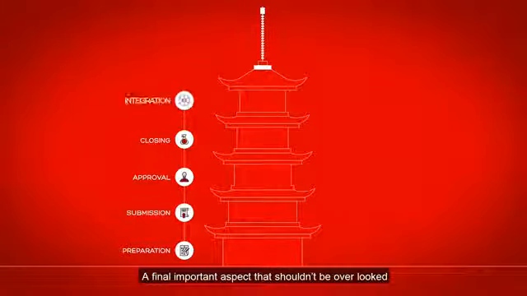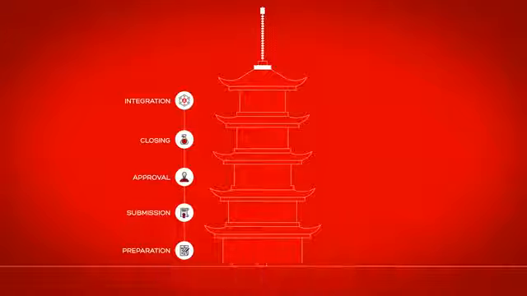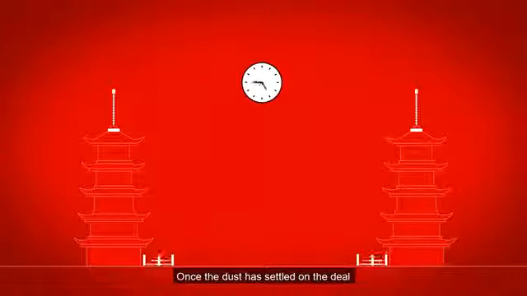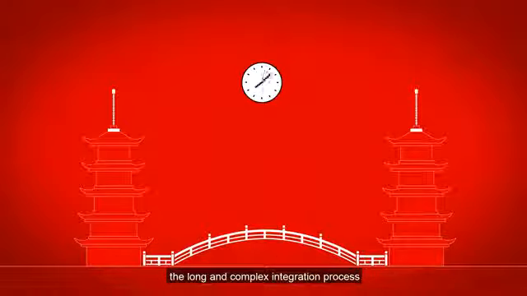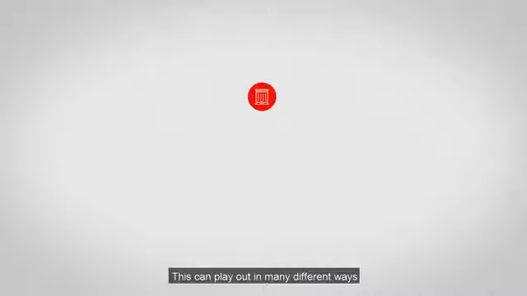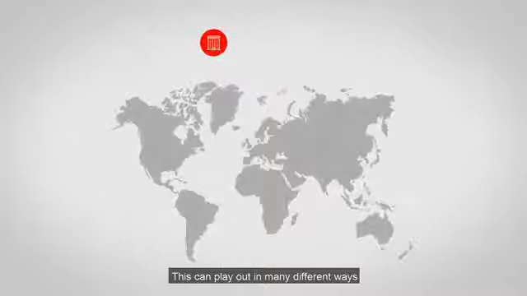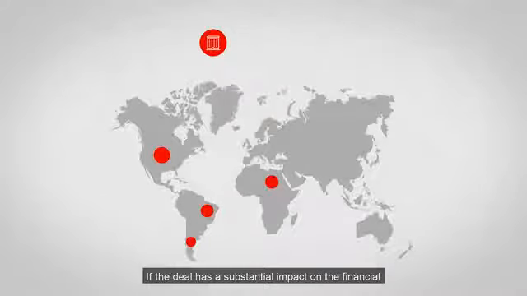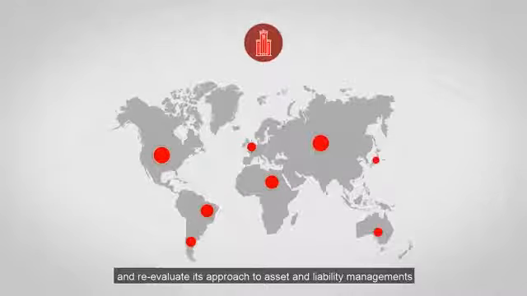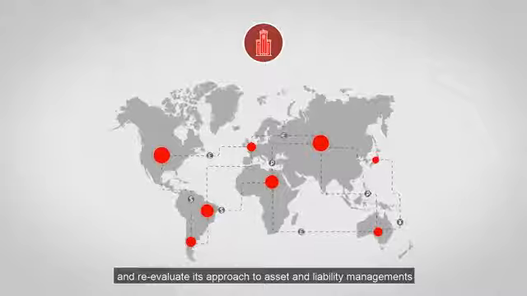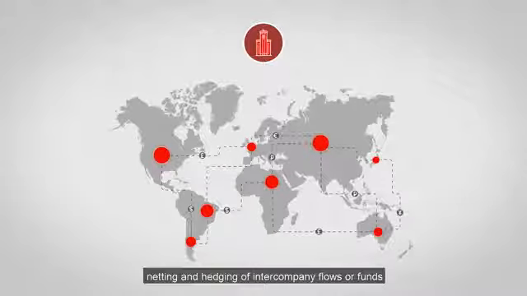A final important aspect that shouldn't be overlooked is integration. Once the dust has settled on the deal, the business will start the long and complex integration process. This can play out in many different ways. If the deal has a substantial impact on the financial and currency makeup of the business, the company may want to take a step back and re-evaluate its approach to asset and liability management, netting and hedging of intercompany flows or funds.